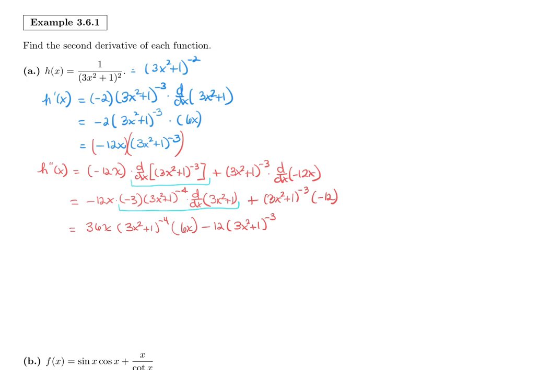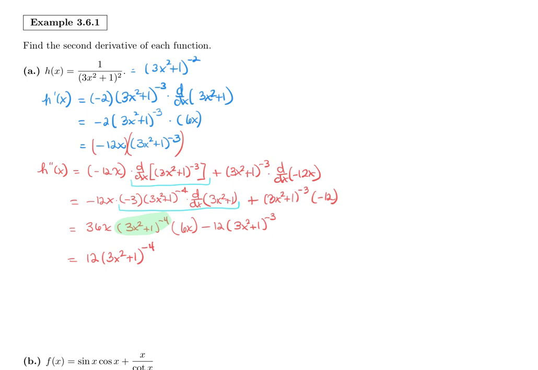And this is where the fun happens because now we have to factor out what's common. Both terms have a 12, and both terms have 3x squared plus 1. But the catch is to take out the highest number of these 3x squared plus 1s. So when we look at two expressions that have the same factor in common and they both have a power, we take out the lower power. Here, negative 4 is lower than negative 3. So we're going to take out 3x squared plus 1 to the negative 4.